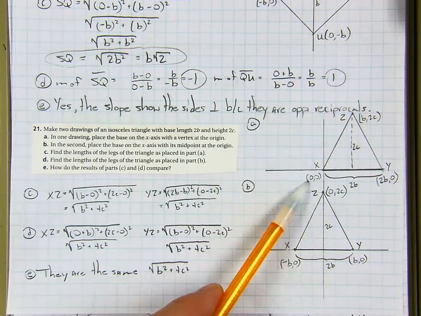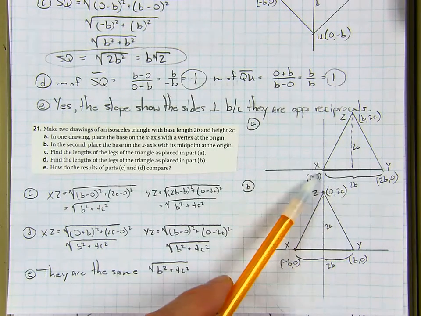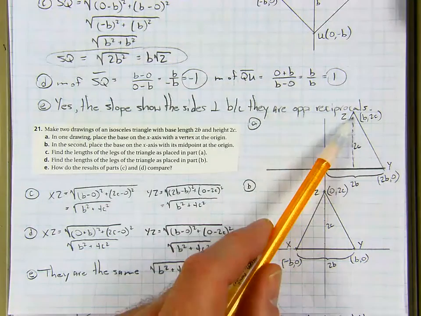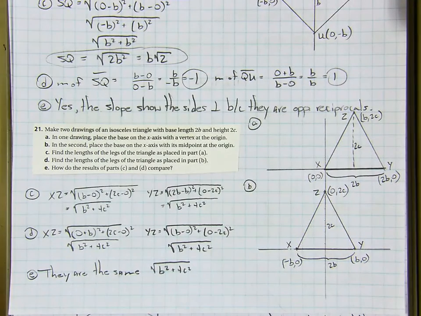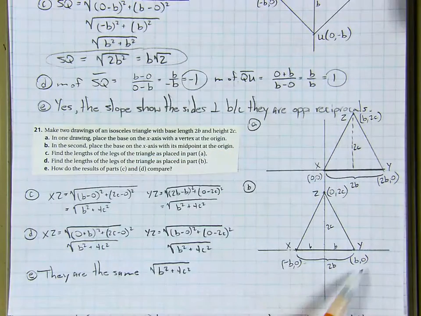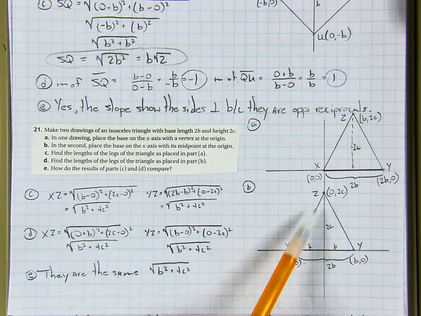So this point would be 0, 0. This would be 2b, 0. And this would be b, 2c, because it's half of 2b. The other one you're supposed to place so it centers at the origin. So the base is centered at the origin. If that's 2b, this is b, and this is b. I probably should have put that measure in there. So that's b, 0, negative b, 0, and this would be 0, 2c.